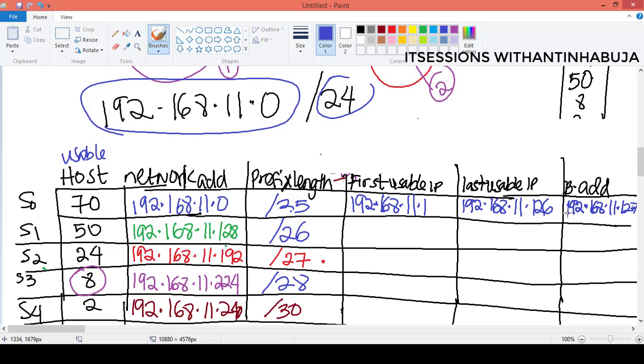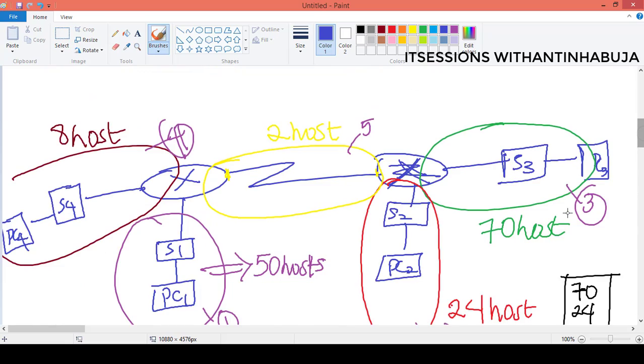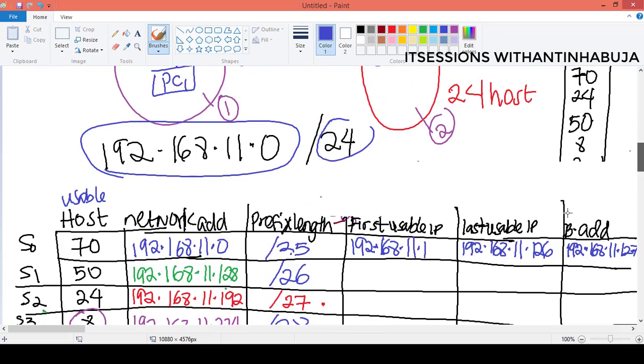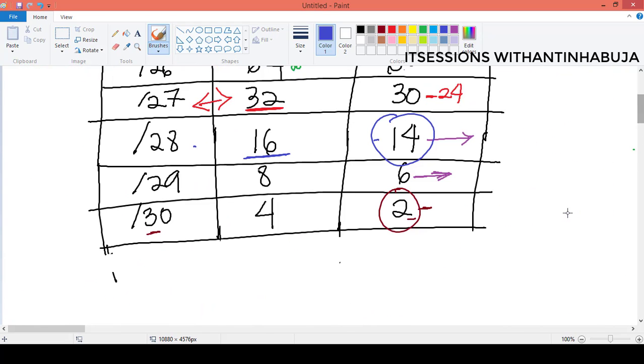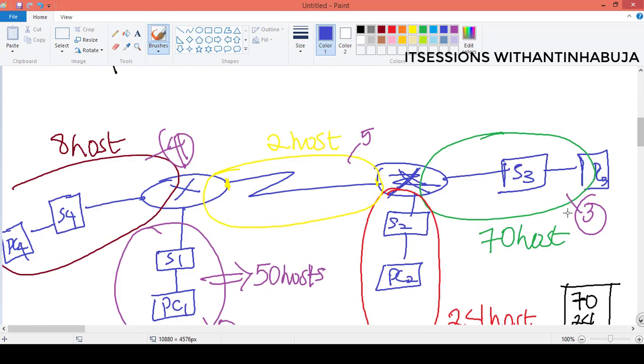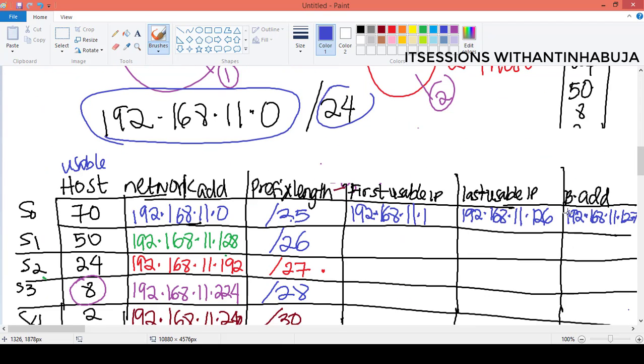So it will now be /26. So our first usable IP address will be the network address plus the usable host increment. So for /26, what is our usable host increment? /26 usable host increment is 62. So you add 62 to your network address. 62 plus 120.